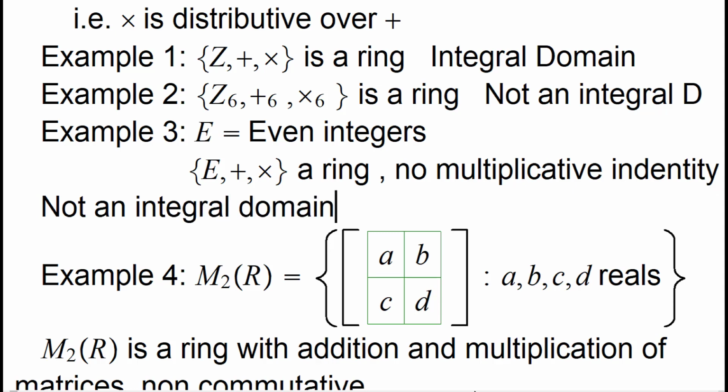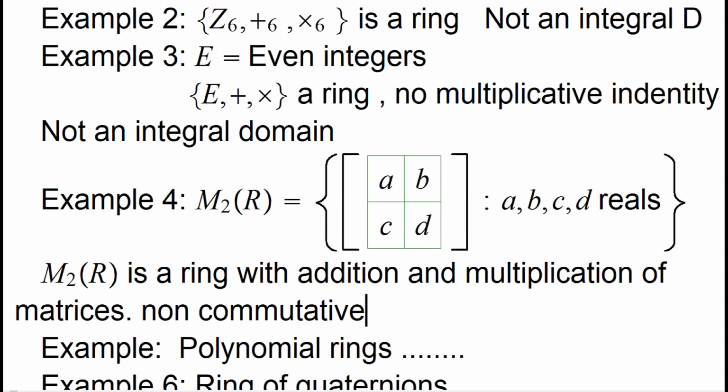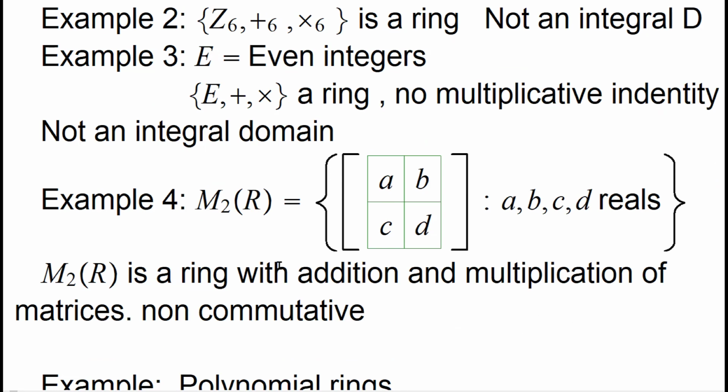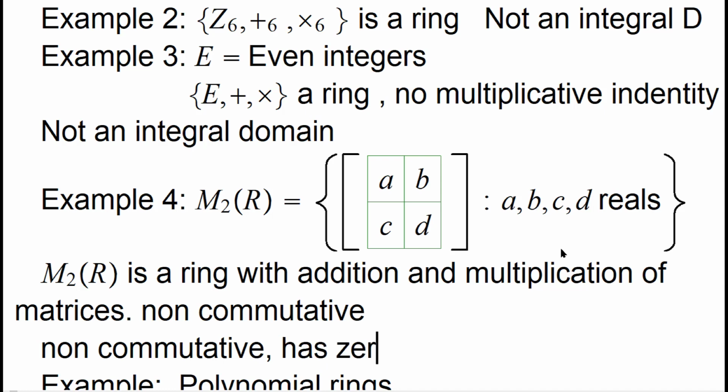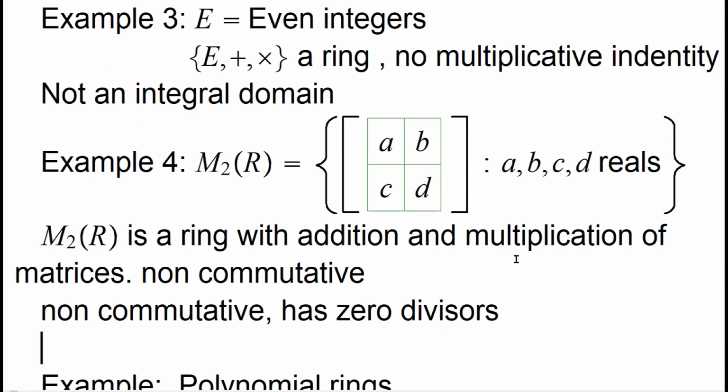Okay. Now here again, you can see multiplication is not commutative. So it is not an integral domain. Okay, we have a multiplicative identity though, and so this is non-commutative, and we have seen many times, and you can see it again, that it has zero divisors. Okay, so why don't we just construct a zero divisor quickly?